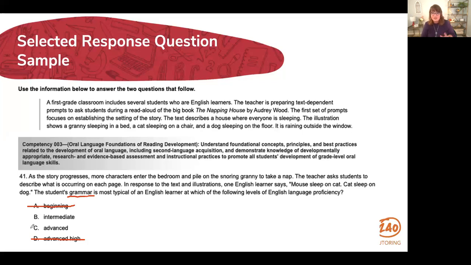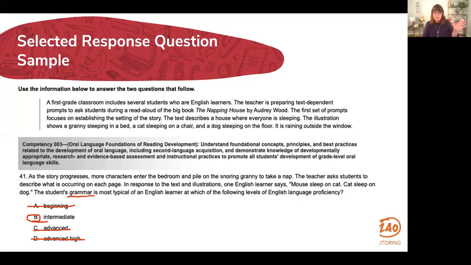So that advanced, I'm going to say that again, that advanced would understand basic features of grammar and be learning the complex features. So since there are basic errors here, that eliminates advanced and we are down to intermediate. So remember, in oral proficiency, beginning would be not speaking hardly at all, and advanced high would sound like a native English speaker. So it's just deciding between that intermediate and advanced.